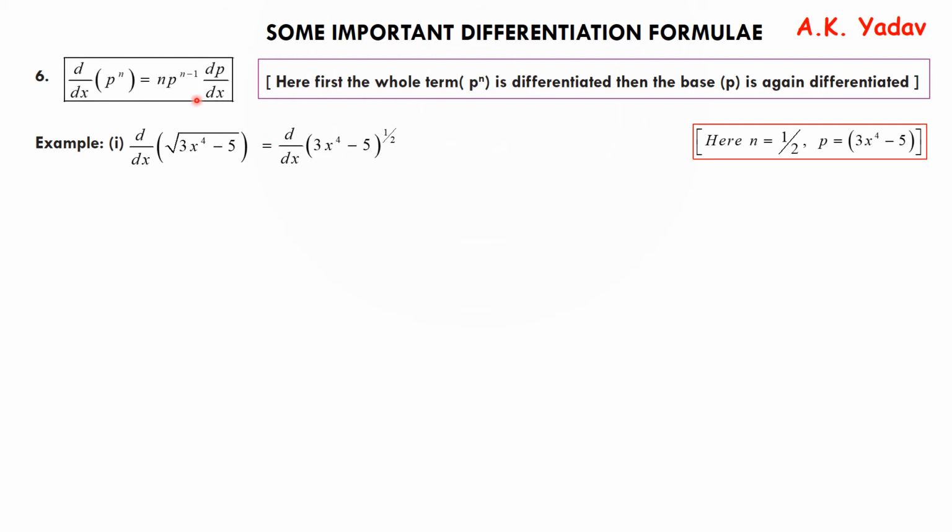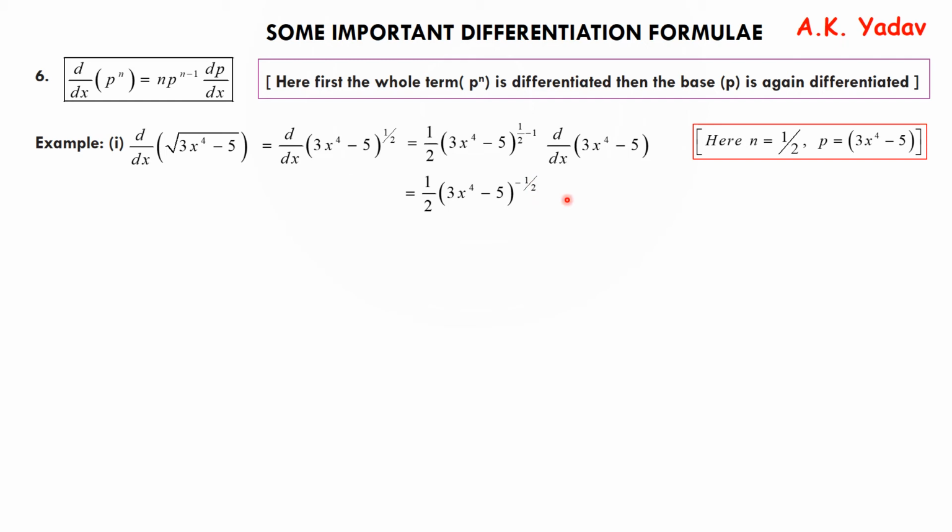First we will differentiate this complete term. So 1 by 2 comes down because this is n. Then the base 3x to the power of 4 minus 5, and then n minus 1, that is 1 by 2 minus 1. And then we again differentiate this 3x to the power of 4 minus 5. So 1 by 2, now (3x to the power of 4 minus 5) to the power of minus half, because 1 by 2 minus 1 is minus half.